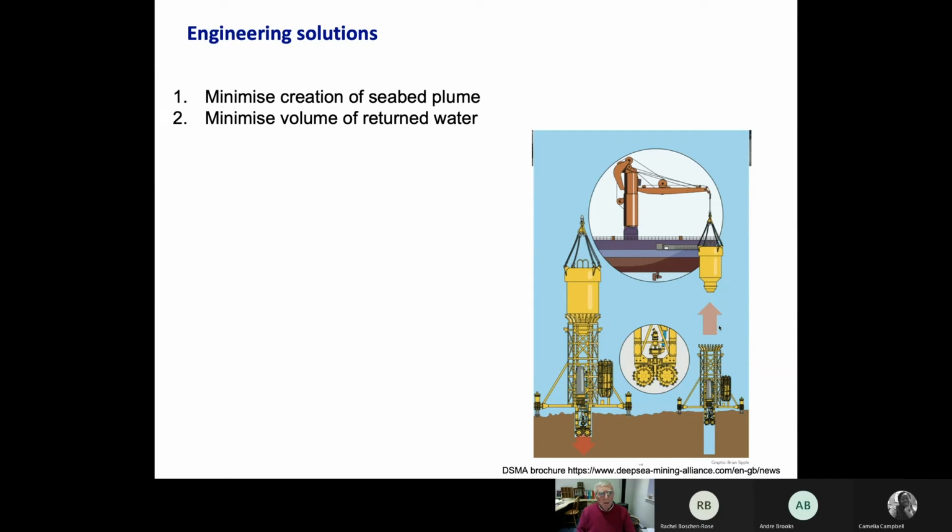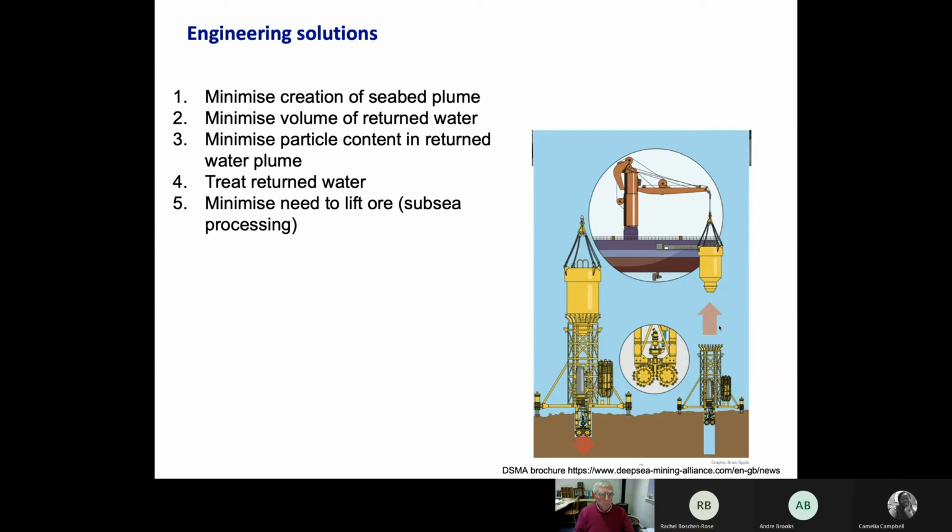We could try to minimize the volume of returned water from the vessel, and you can see in the picture here, not using a riser pipe, but using a form of buckets, which may cause a lot less returned water to be taken to the surface. We could minimize the particle content in the returned water plume, and the returned water could be treated to take many of the toxins out, as happens in other industries, such as the oil industry.